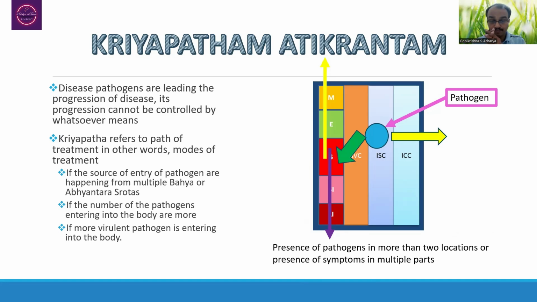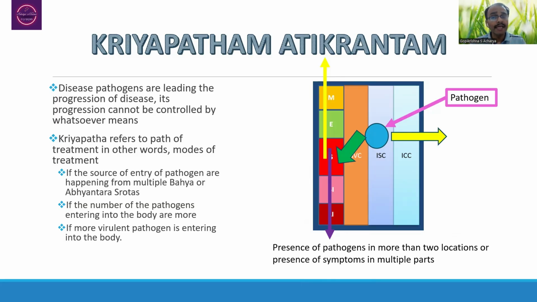Kriyapatham Atikrantam. So here the pathogens are so much virulent, or the number of pathogens are so much high in the body that the complete elimination from the body is not at all possible. Maybe due to the entry of the pathogens happening through multiple sources. Maybe through the mouth, through the nose, through the eyes, through the ears, or through the anus, or urethra, or vagina, or breast as such.